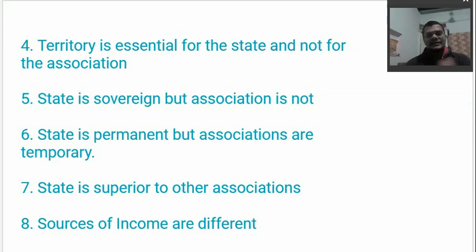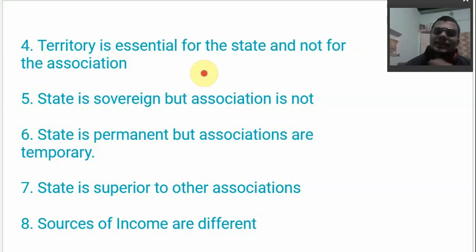Now let's see the next point. Territory is essential for the state. Actually, it's the third point though. Okay, so let's focus. Territory is essential for the state and not for the association. In the previous class, we learned that territory means a fixed portion of land, a fixed area, and how essential it is for the state. But for the association, territory is not essential. Association is not really connected with the territory idea.